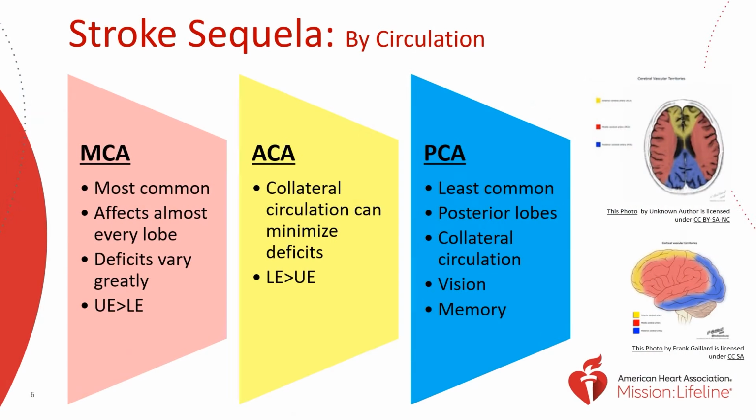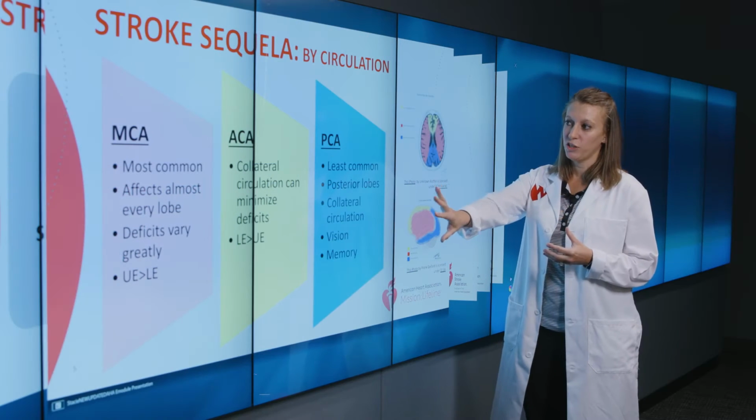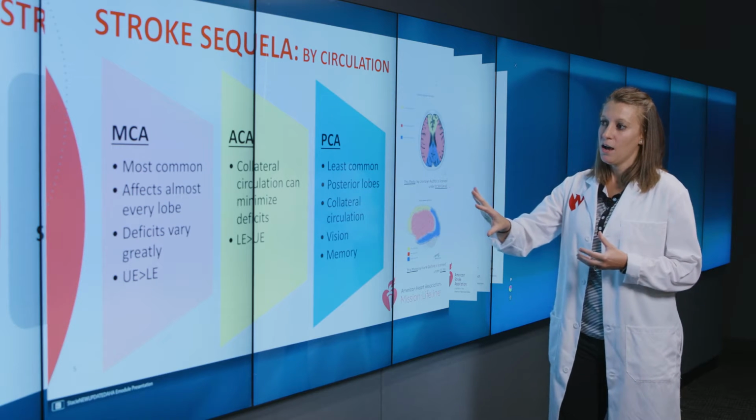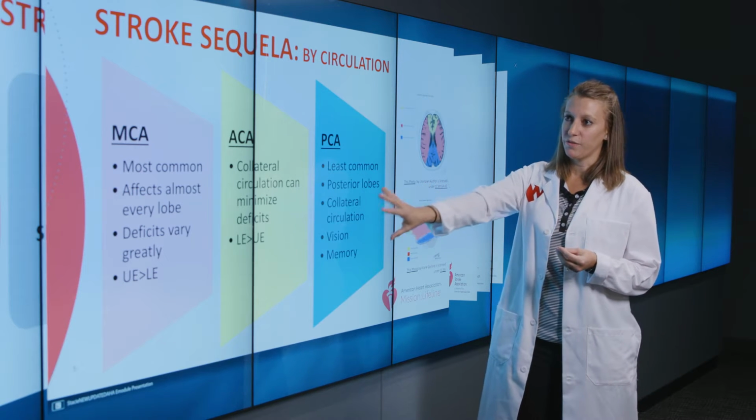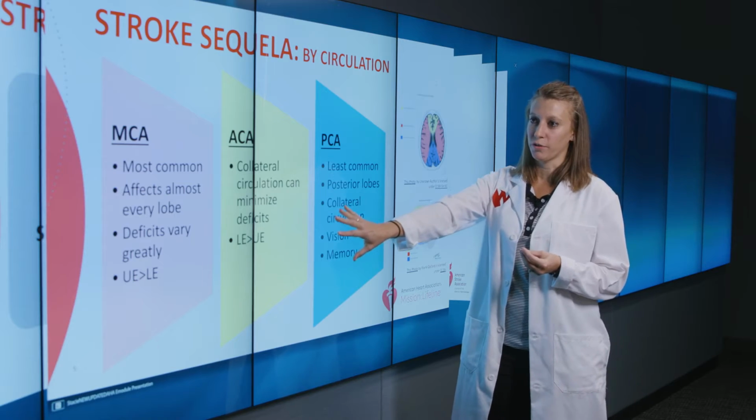The next thing I'd like to talk about is the difference in the circulation. We'll talk a little bit about that on the next slide, but you can tell that based on which cerebral artery is affected, you might see some different impairments. So if the stroke is in the middle cerebral artery, that's the largest artery in the circulation, and so it's going to be the most common location for a stroke. And because it's so large, it's also going to have effects in almost every lobe of the brain because of the distribution, and so you can see a lot of different effects.